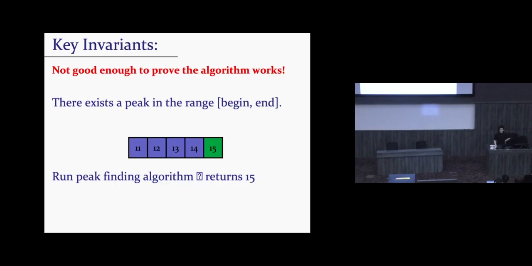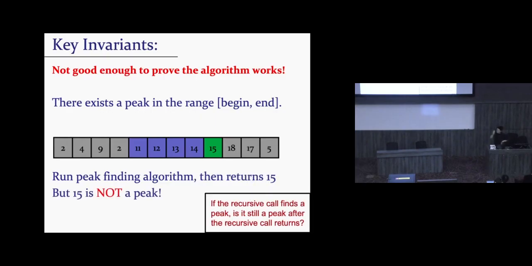It depends on what you picked as your values for begin and end. If, for example, you pick something in the middle of the array, it could be the case that your peak finding algorithm sees the element 15 as a border element, the end of the range, so it doesn't check the right side. Then it will happily return 15 and say, hey, I found you a peak, have fun. But 15 might not be a peak, based on this proposed invariant that we're giving here.